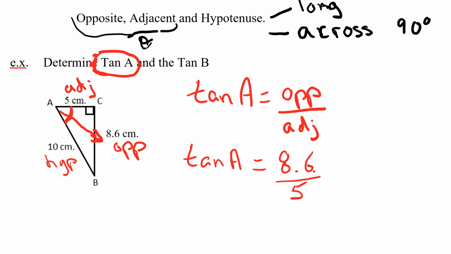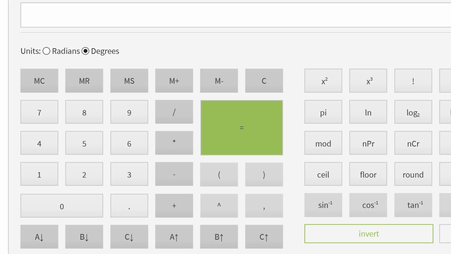So now I come and try to do as much math as I can. And what can I do here? I can take 8.6 and divide it by 5. So the tan of A, which is what my question is, find the tan of A, is equal to 8.6 divided by 5. And I'm going to pull out my calculator here, and I'm going to go 8.6. Oh, I got too many decimals there. 8.6 divided by 5 equals 1.72.